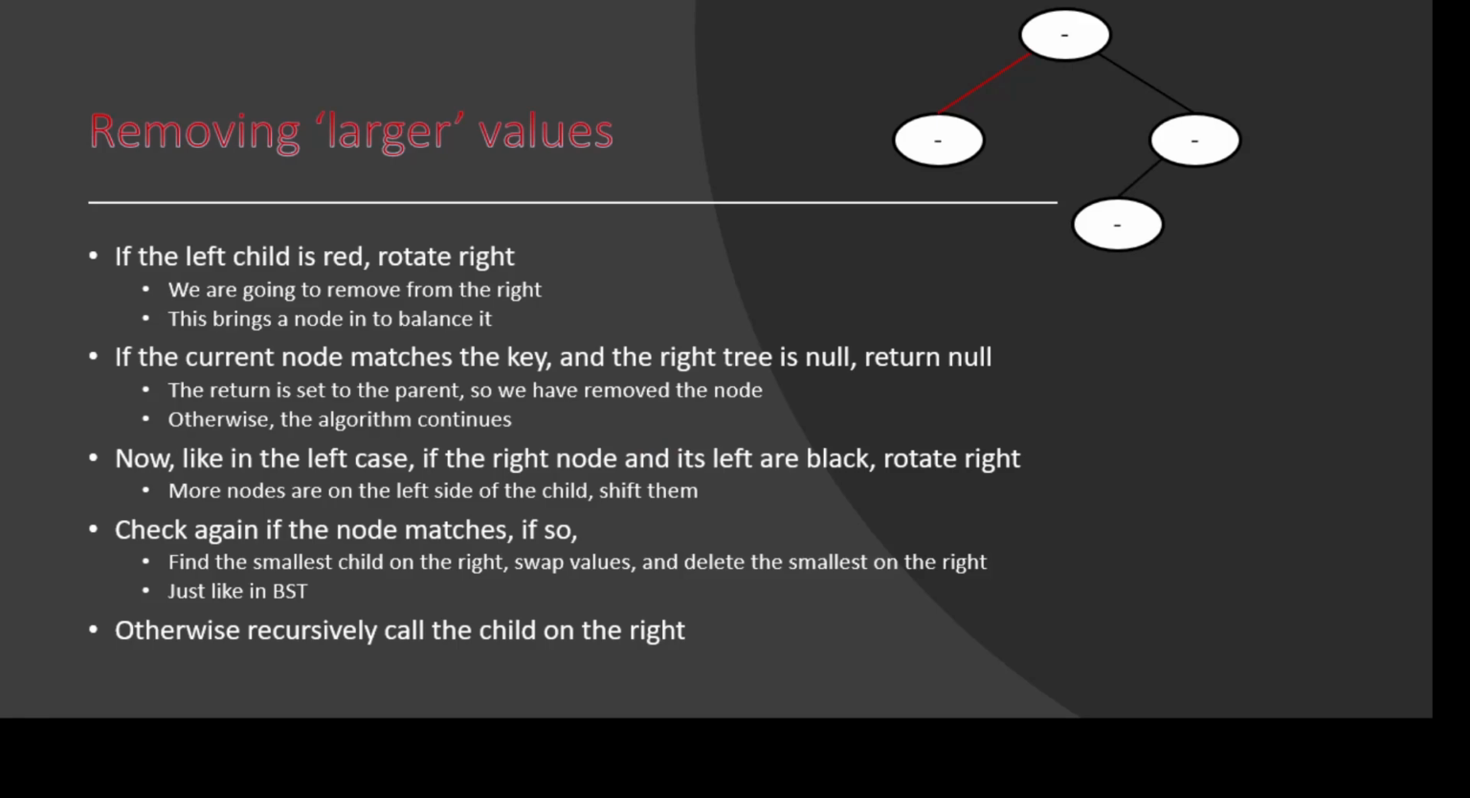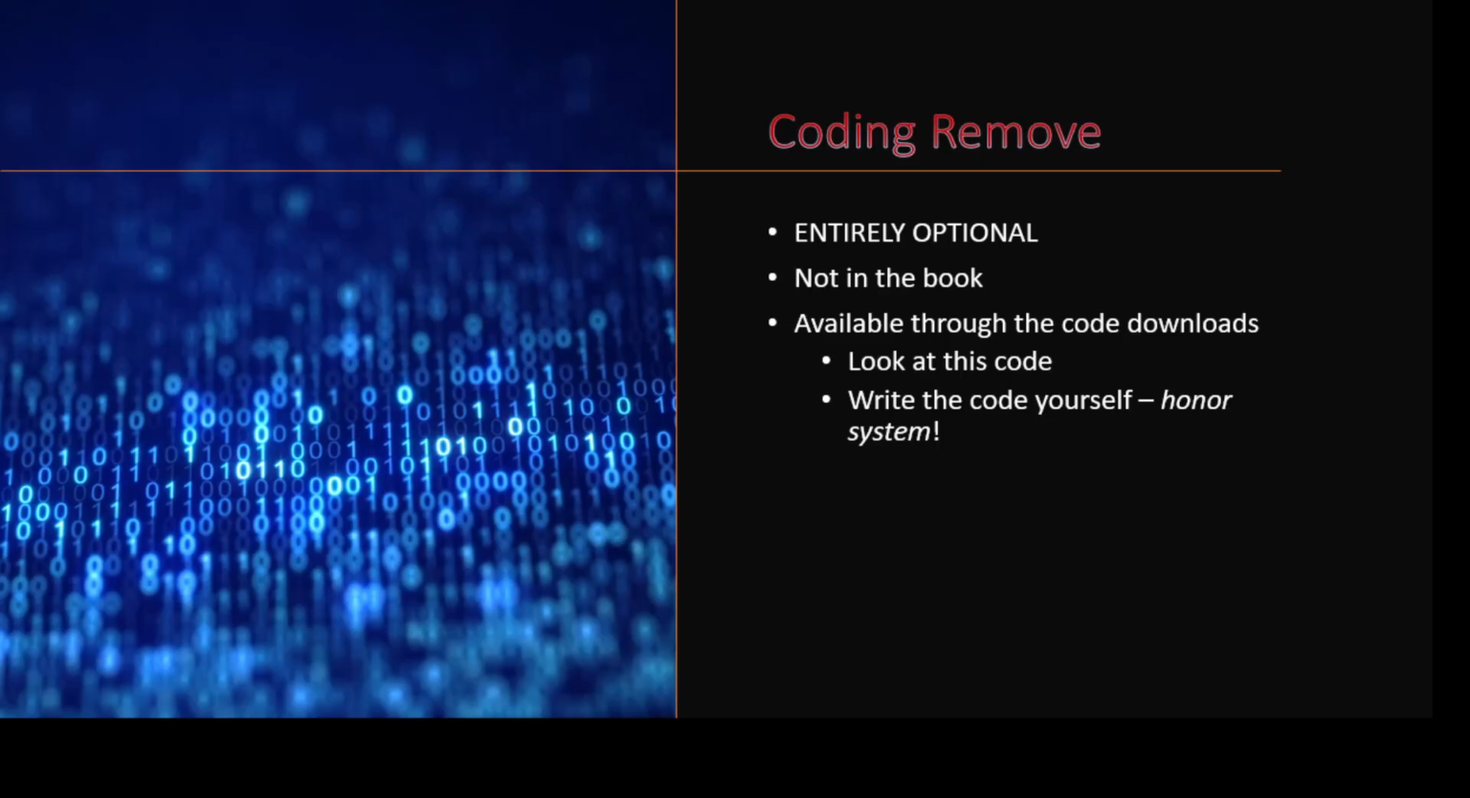All right, so wrapping up this conceptually, coding a remove function in the binary search tree is entirely optional for you. It is not in the book, but you can find that through the code downloads associated with the book. You're welcome to look at this code if you want to, but make sure you are writing the code yourself. It's not just an honor system, actually. It's going to be checkable inside of the submission tools, so you can automatically, when you submit it, see whether it was plagiarized or not. So there's no reason to do this.